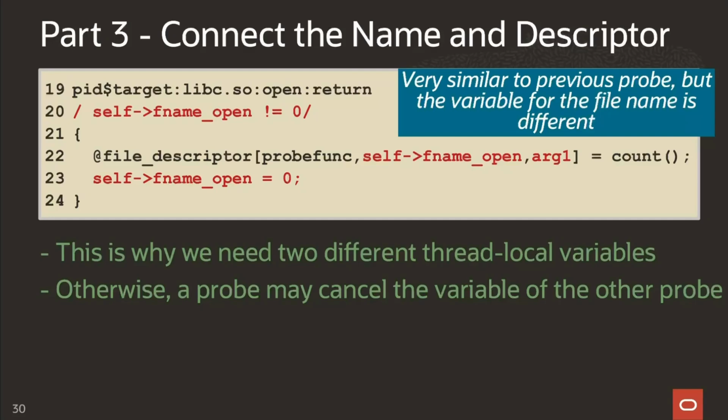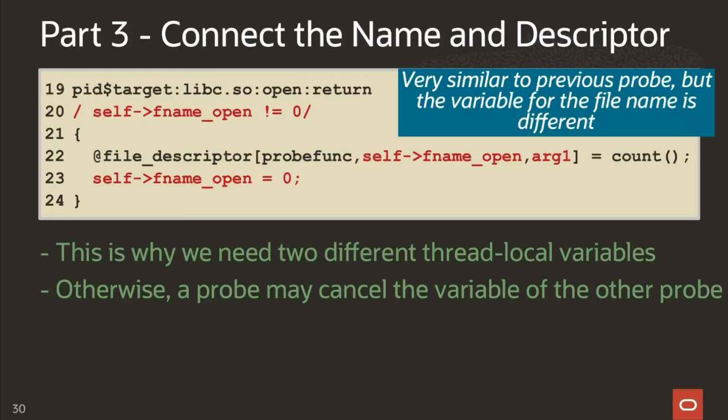That's very, very similar to what we've just seen before. At line 20, I check whether the file name has been set. That's always good practice. Then at line 22, I have an aggregation. The name of the aggregation is slightly different because I need to differentiate when I print whether I should print a pointer or an integer. So I have 2 different aggregations. Other than that, it's very similar to what you've seen on the previous slide. And at line 23, I release that variable.